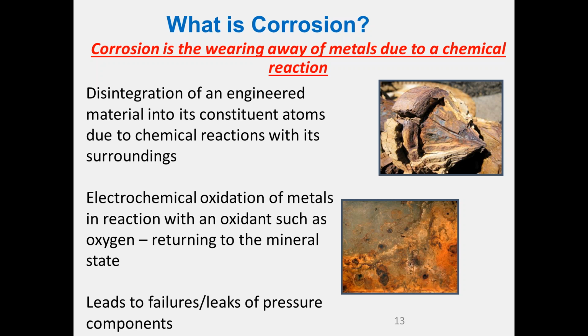So what is corrosion? Corrosion is the wearing away of metals due to a chemical reaction. So you build your plant out of, normally, carbon steel, which is the most common material, and corrosion is that carbon steel wanting to turn back into, to fall back down the energy tree and go back into the raw material that it was in the ground before it got dug out and refined and turned into a steel. So it's the disintegration of the material into its constituent atoms due to chemical reactions with surroundings, and it's basically an electrochemical oxidation process, okay? And obviously if your tube is trying to turn back into something else, eventually it'll start to leak, or you have a failure, especially if it's holding some kind of pressure.